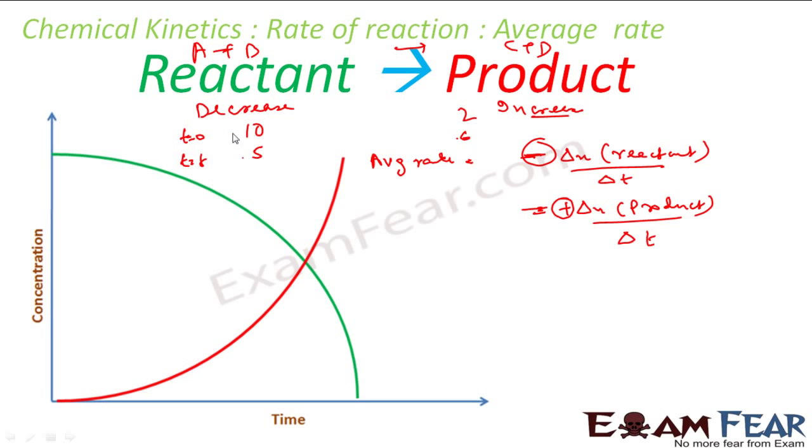Let me repeat once again. The change in reactant, final minus initial, is 5 minus 10, that is minus 5. So to get rid of the minus sign, we put a minus sign here. Change in products, final minus initial, is 6 minus 2, that is 4. That's a positive number, so we don't put a negative sign here. Correct? So both are nothing but the average rate. You can take either the rate of decrease of the reactant or the rate of increase of the product. Both are the rate of reaction.